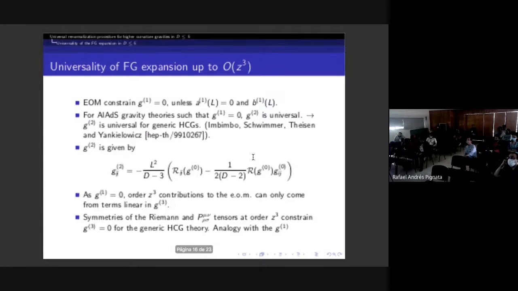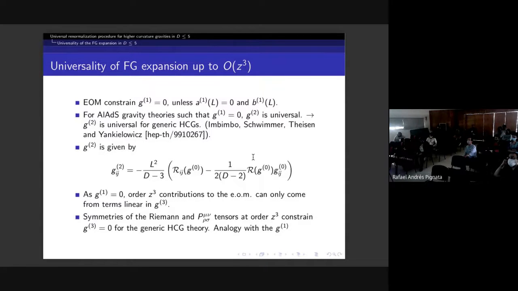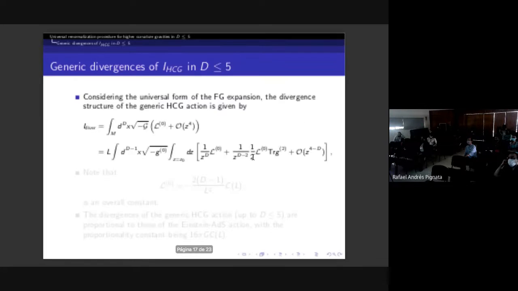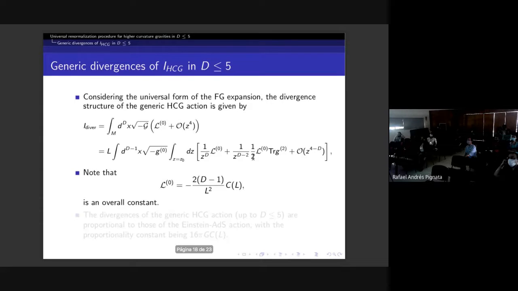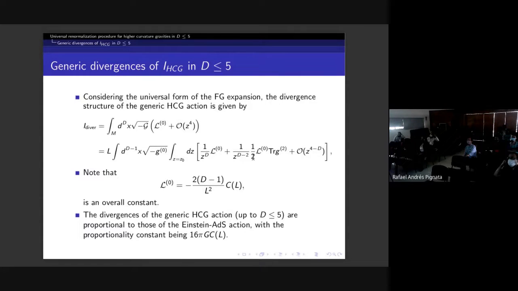You can continue this argument to the next orders, and you will find that the G2 has a universal form that is independent of the theory that you're considering, and the G3 is also constrained to be equal to 0 by the same symmetry arguments, okay? So knowing this, you just need to plug it back into the Lagrangian, right, in order to find what is the divergence structure of the generic gravity action, and you will see that it is the same divergence structure as the one that you have for Einstein gravity.